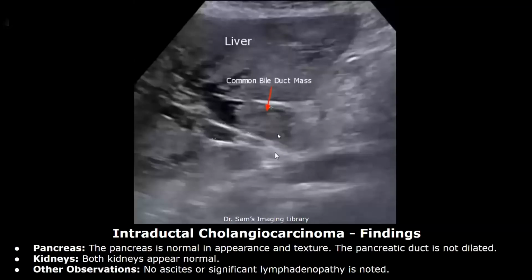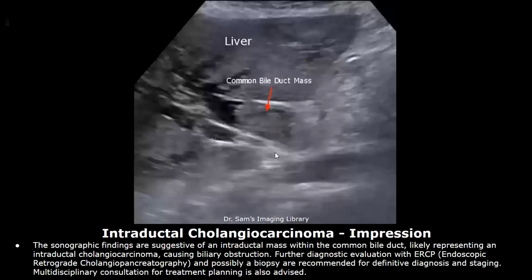The pancreas, kidneys, and other organs are normal. This is the impression. The sonographic findings are suggestive of an intraductal mass within the common bile duct, likely representing an intraductal cholangiocarcinoma causing biliary obstruction. Further diagnostic evaluation with ERCP and possibly a biopsy are recommended for definitive diagnosis and staging. Multidisciplinary consultation for treatment planning is also advised.